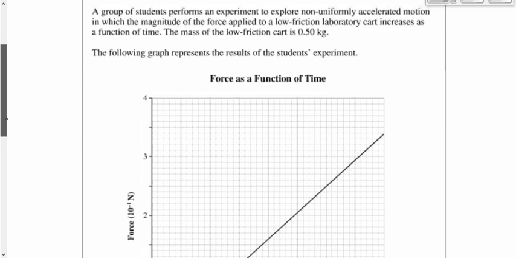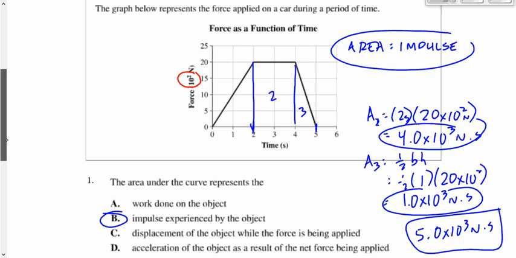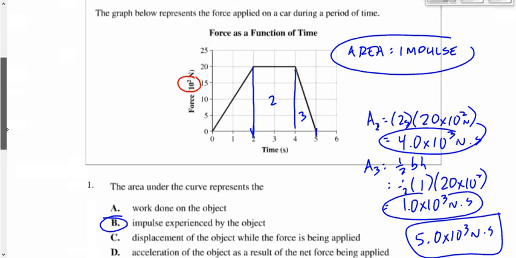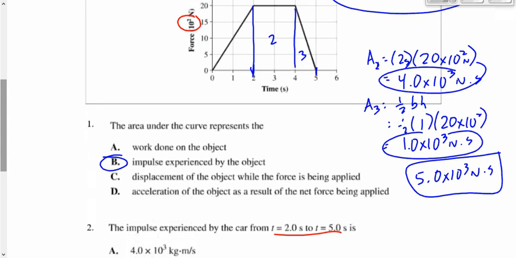There is. By the way, we're not asked this in this question, but if we were asked to find, let's say, the change in velocity, what would we do? If we were asked to solve for the change in velocity of the object in this graph, we have area, which means we've got impulse. We can set that impulse equal to m times delta v. We'd have to be given the mass, which we're not in this question, and just solve for delta v there.